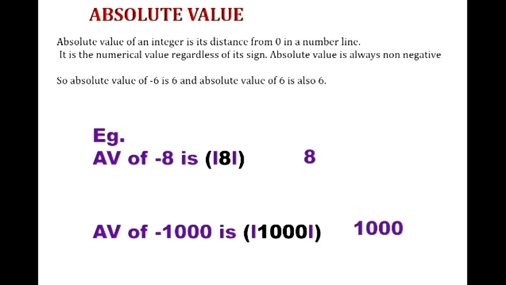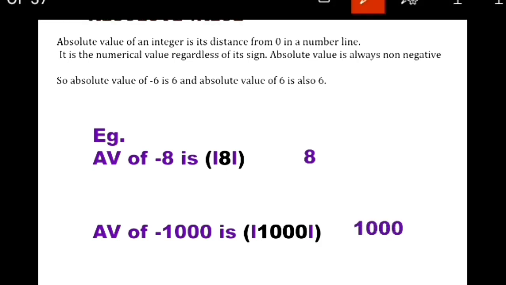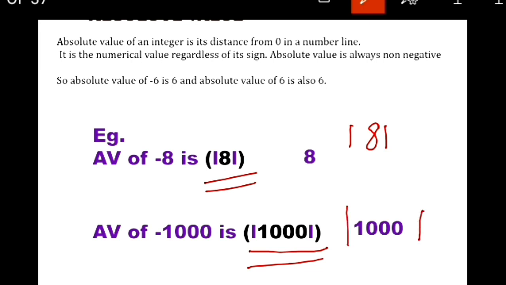Now, one thing you should know is an absolute value is denoted with two lines. You can see here 1000 is written in absolute value and 8 is written as absolute value. So it is written like this.